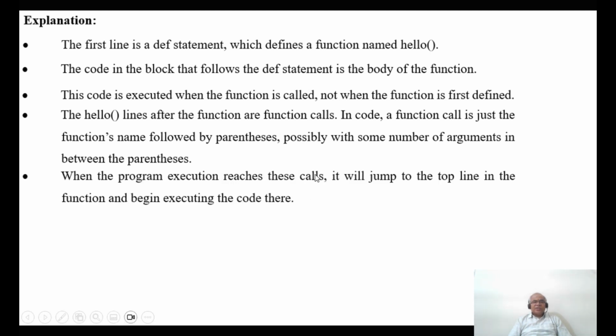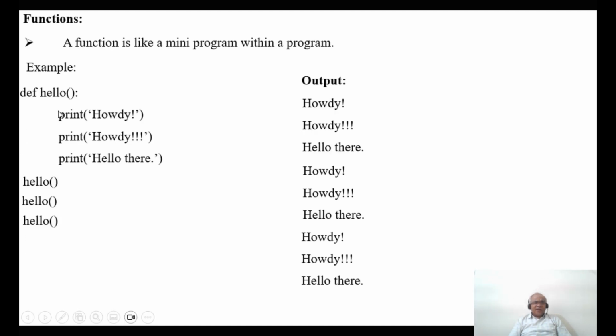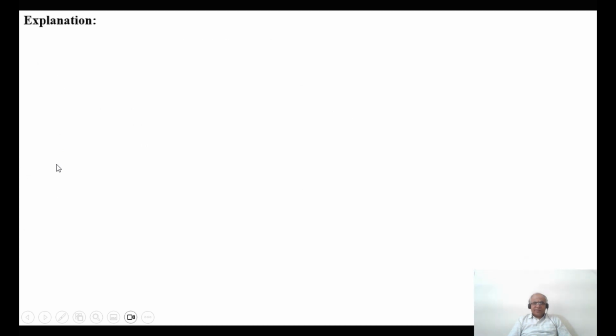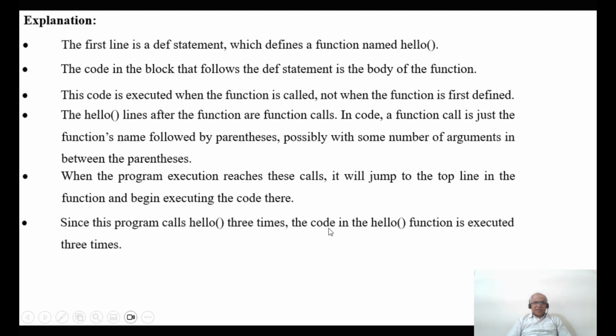When the program execution reaches these calls, it will jump to the top line in the function and begin executing the code there. So if I define the function and its content, and then call the function, only then will it go back and start executing the code. Similarly, since this program calls hello 3 times, the code in the hello function is executed 3 times.